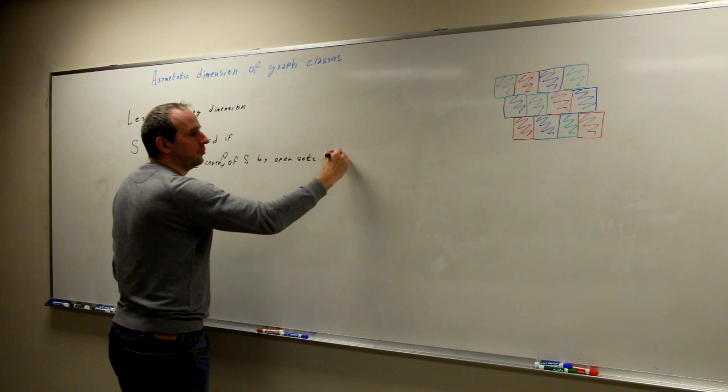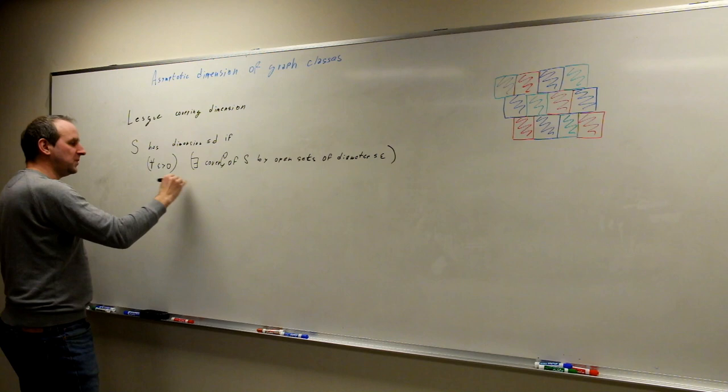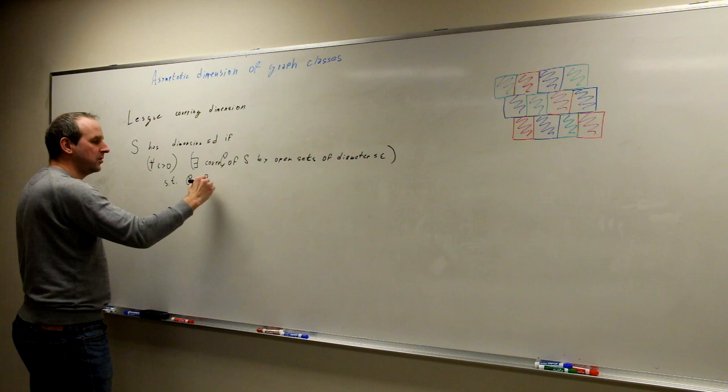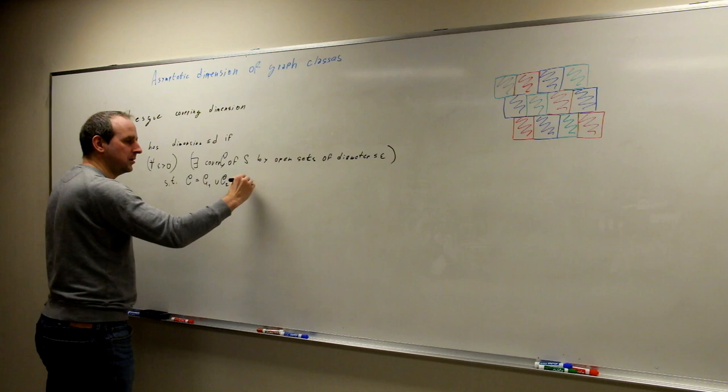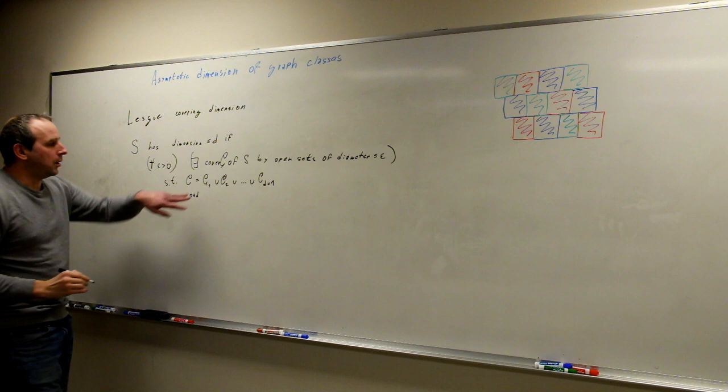of diameter at most epsilon, such that C can be expressed as a union of D plus one parts, and the elements of each of these parts are pairwise disjoint.